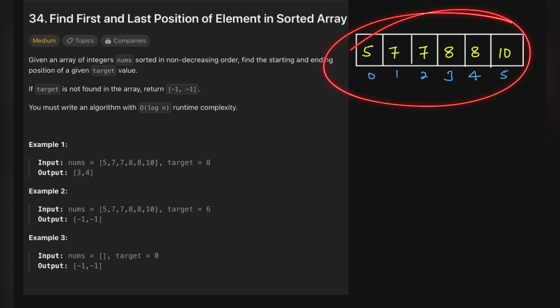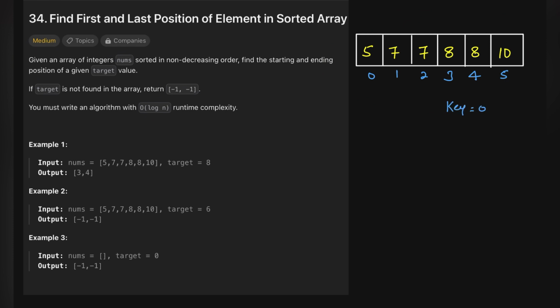For example, in the given array, they have asked us to find the starting and ending position of the value 8. So here we can say that the starting position of 8 is 3 and the ending position of 8 is 4. So simply what I need to return is 3 comma 4, because 3 is the starting position of 8 and 4 is the ending position of 8.